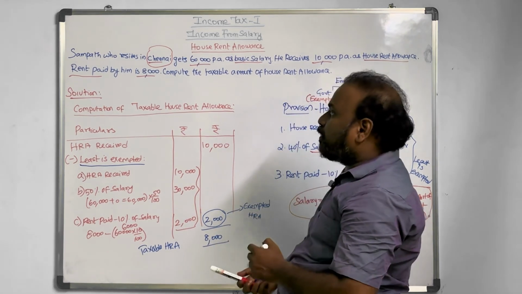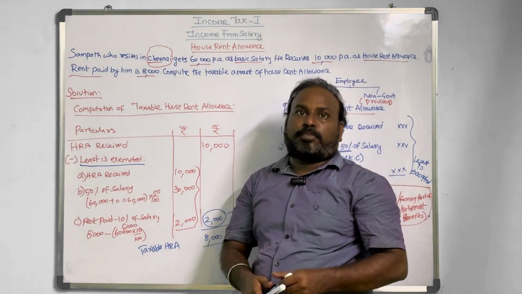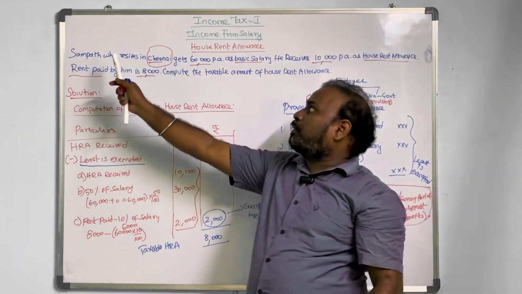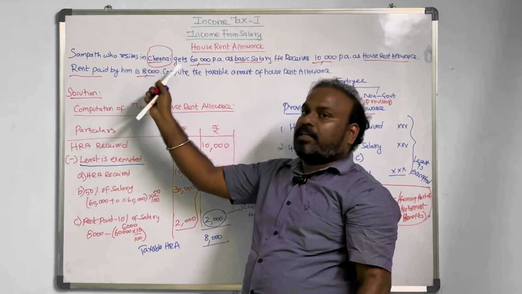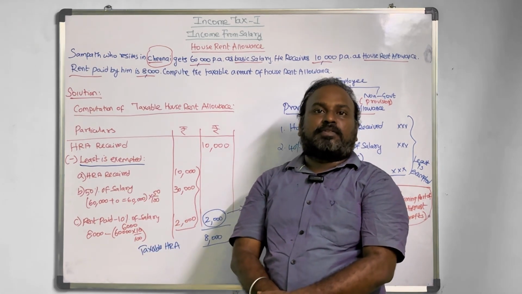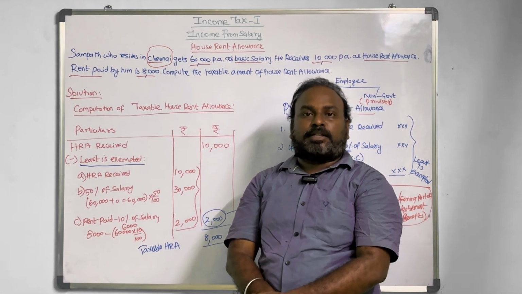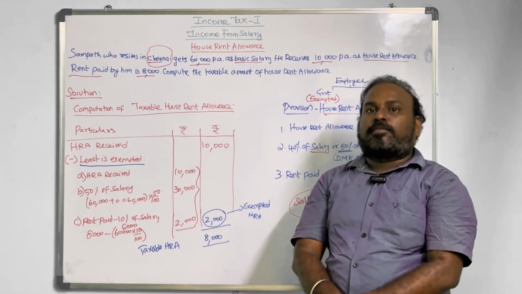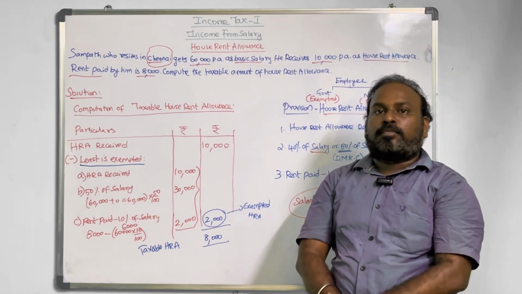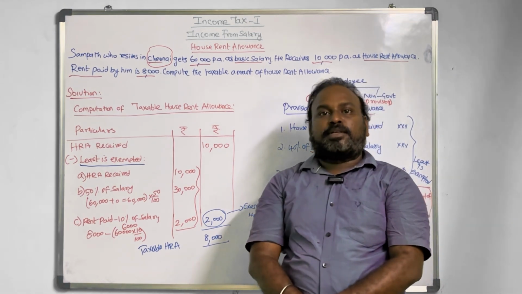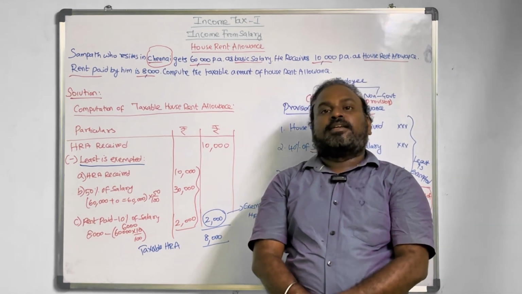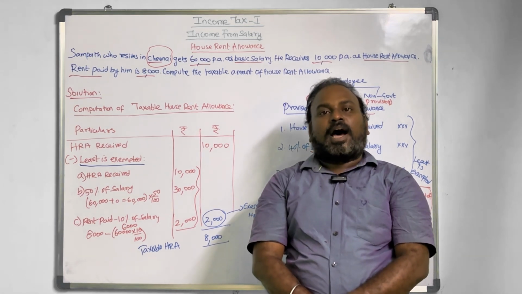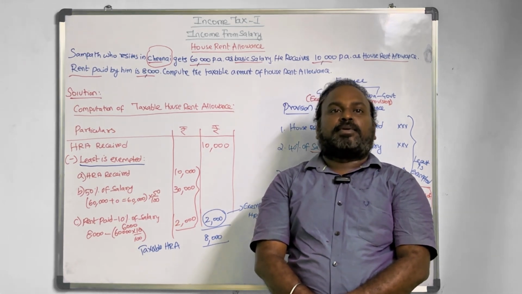And this is applicable only for non-government employees. If it is a government employee, it will be mentioned in the question. In the question, it says Sambat, who resides in Chennai, that's it. No information is given about whether he is a government or non-government employee. So we have to assume that he is a non-government employee. Not only in this problem, for all kinds of problems in computation of salary, the person should be treated as a non-government employee unless the question states he is a government employee.